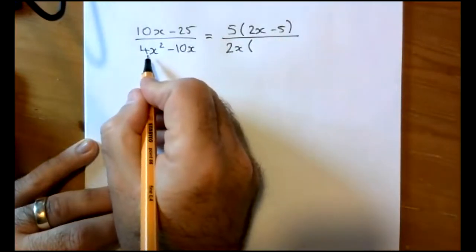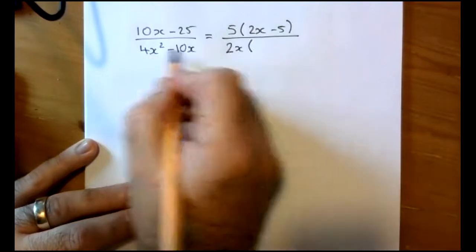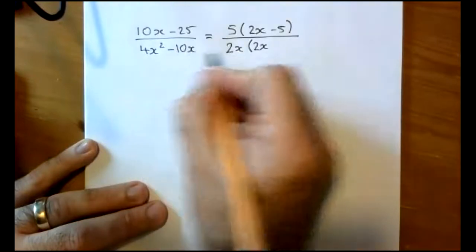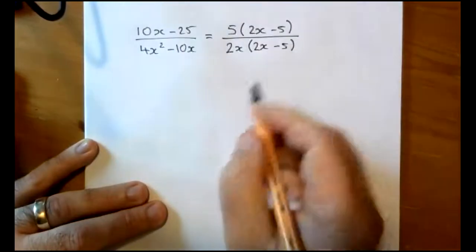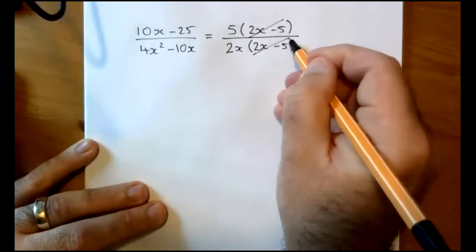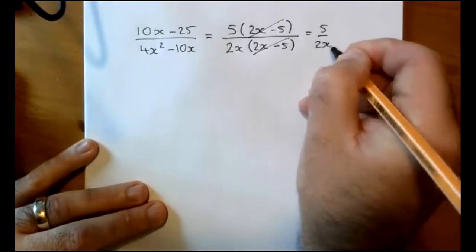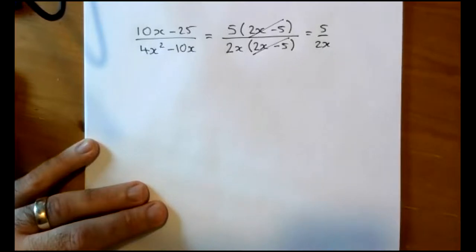Now here, I'm going to have 2x multiplied by 2x gives me 4x squared. 2x multiplied by minus 5 gives you minus 10x. The two brackets will cancel to leave 5 over 2x. And then that's those questions completed.